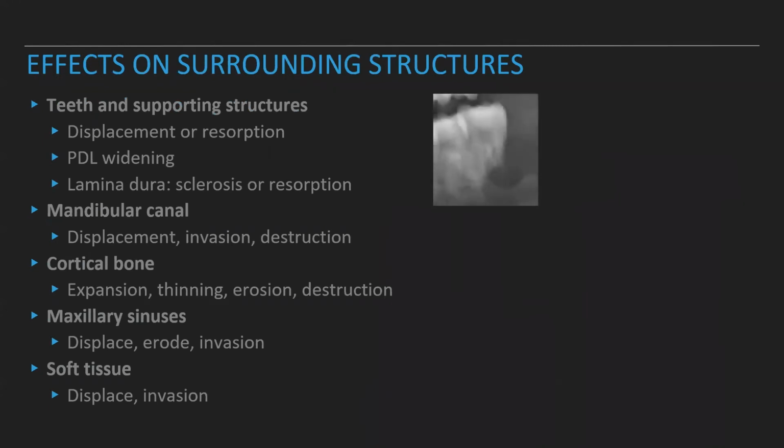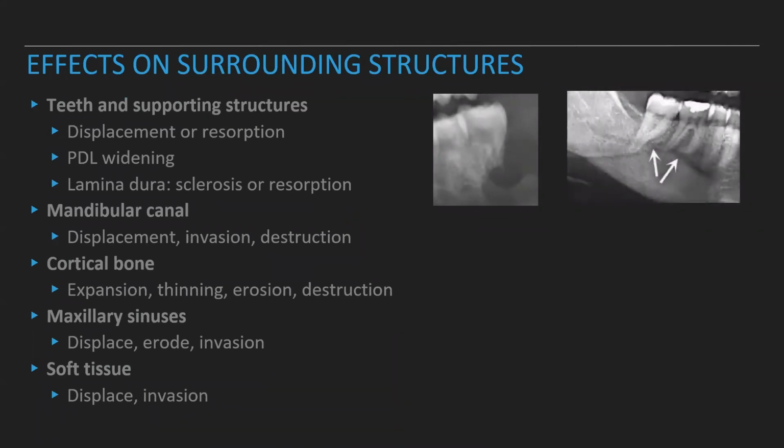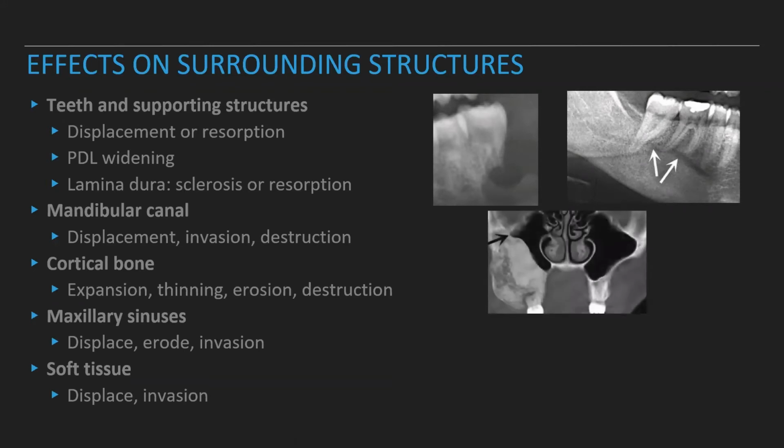So the effects on the surrounding structures, you can see here, nice horizontal root resorption caused by an ameloblastoma. That's a very hallmark sign for ameloblastomas. Is there PDL widening, lamina dura sclerosis or resorption? Are you seeing any displacement of that mandibular canal here? The fact that this is being displaced superiorly would make me think it's more of a non-odontogenic lesion, non-tooth related. Again, nice fibrous dysplasia. You see some displacement of that maxillary sinus floor, as well as the buccal aspect of the alveolar ridge.